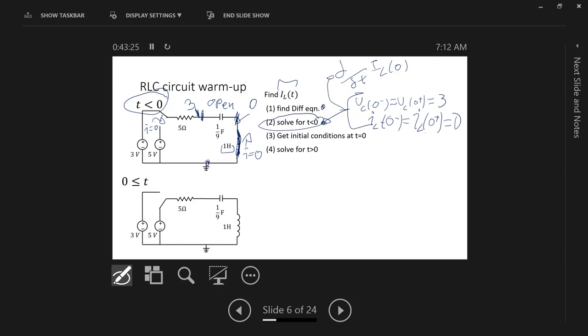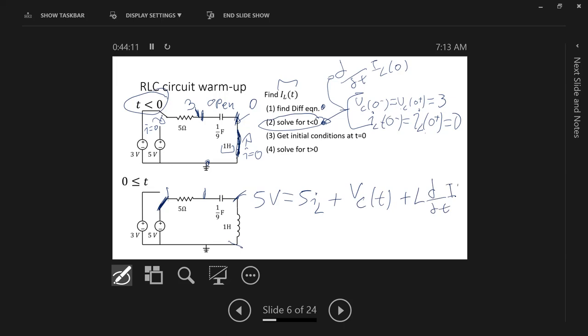Okay, so using KVL, in this circuit, 5 volts should be equal to what? Well, no, here it's connected. So we're looking at time greater than zero. So it should be equal to 5 times what? Yeah, so 5 times IL. And then we need to add to that VC of t, yes. And then we need to add to that, yeah, plus L d/dt of IL of t.